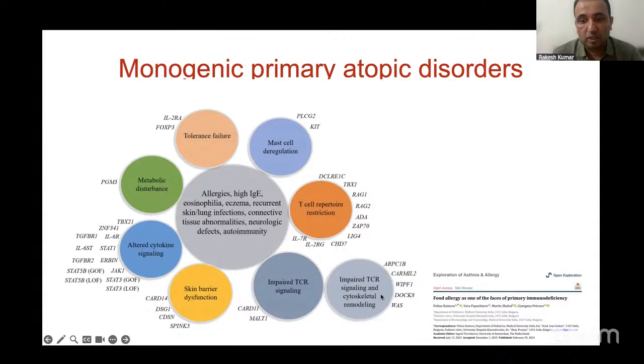ARPC1B has also been highlighted, and it can be associated with T cell repertoire restrictions. Typically, we have seen one case of a RAG1 and RAG2 defect, so they can also be associated with T cell dysfunction.